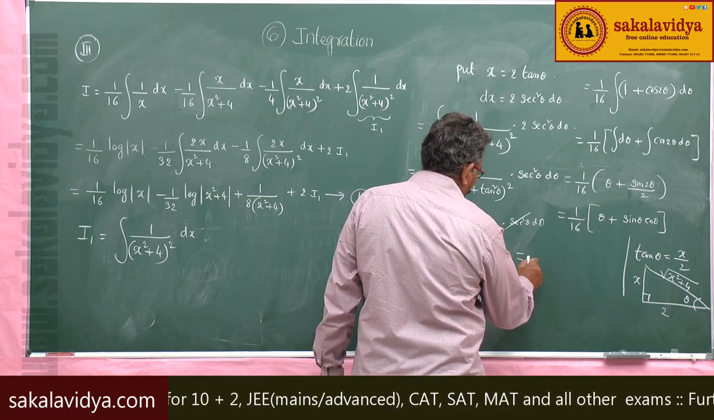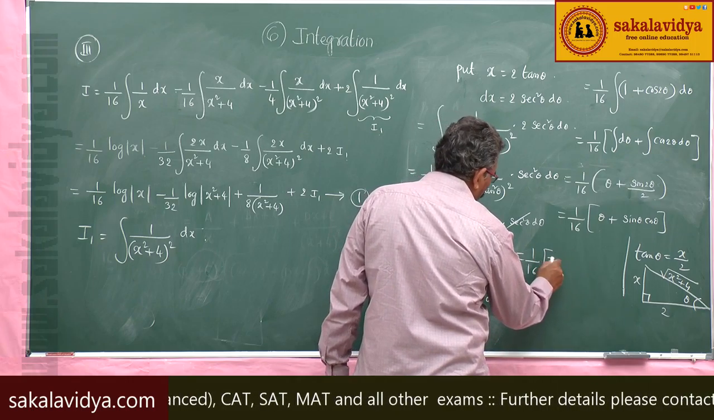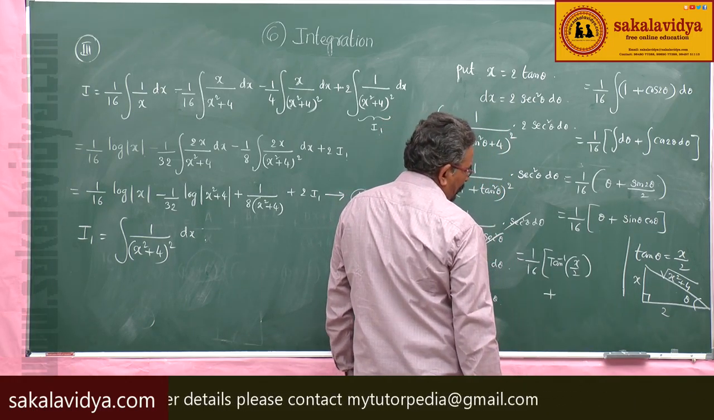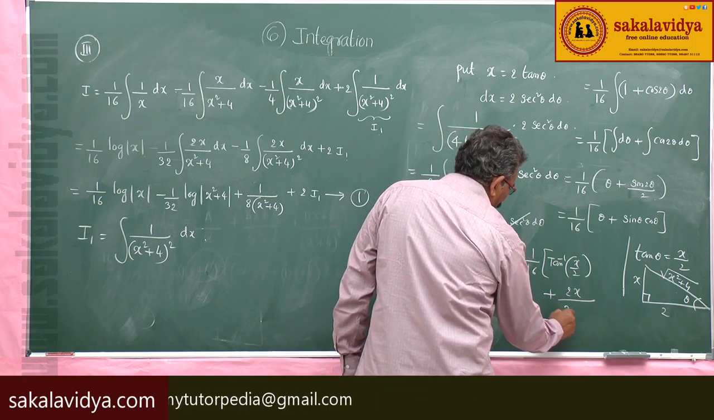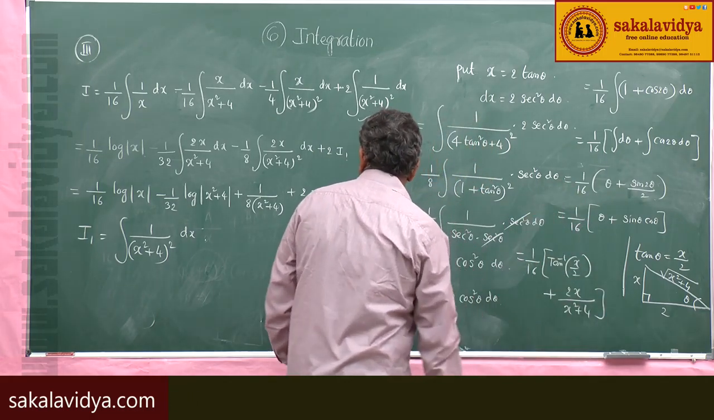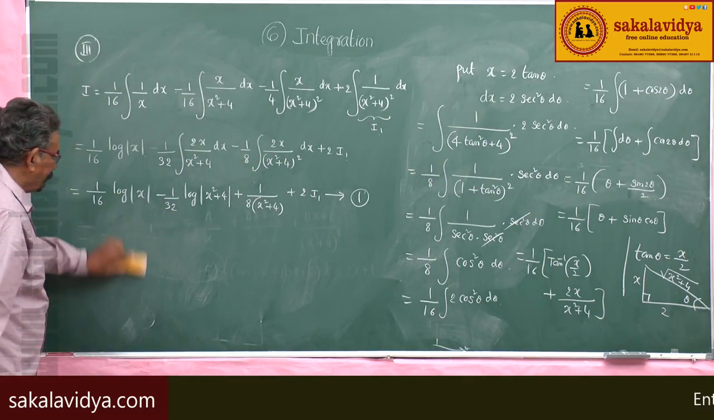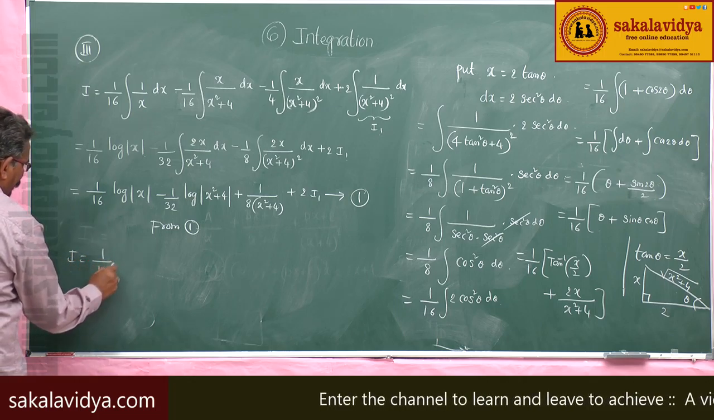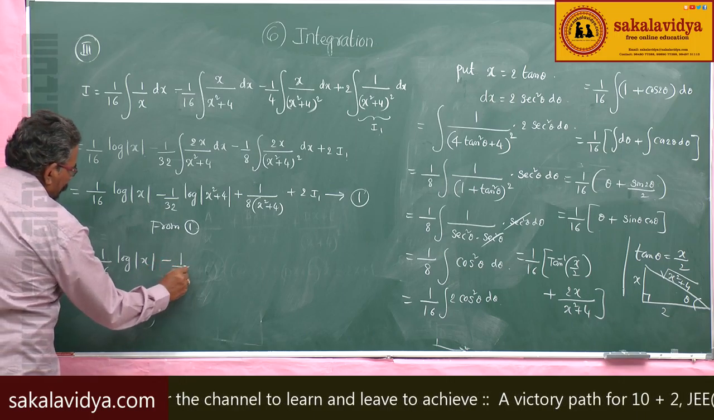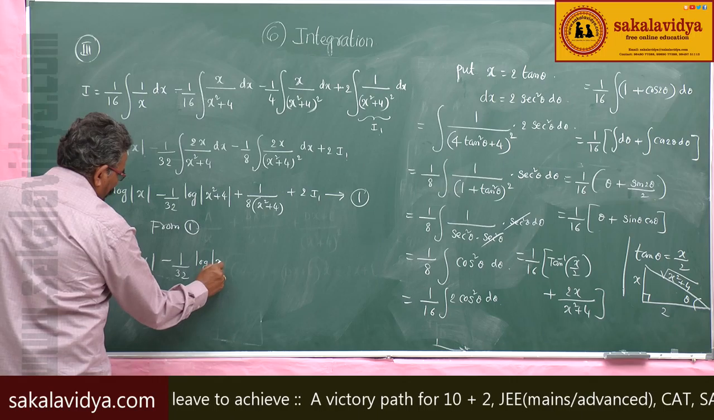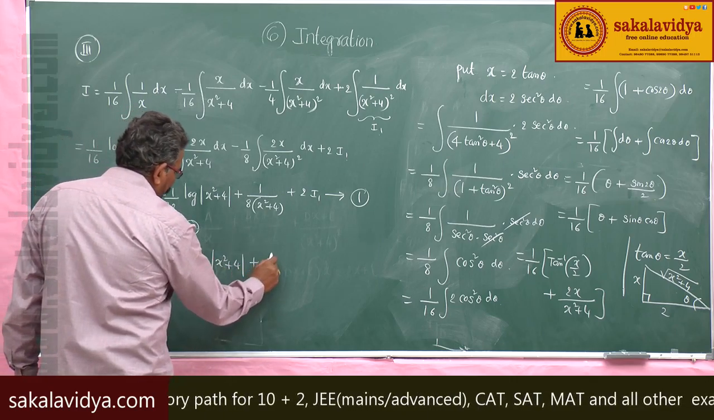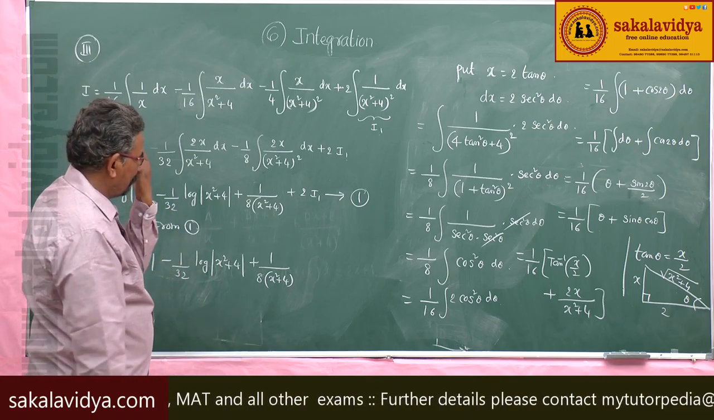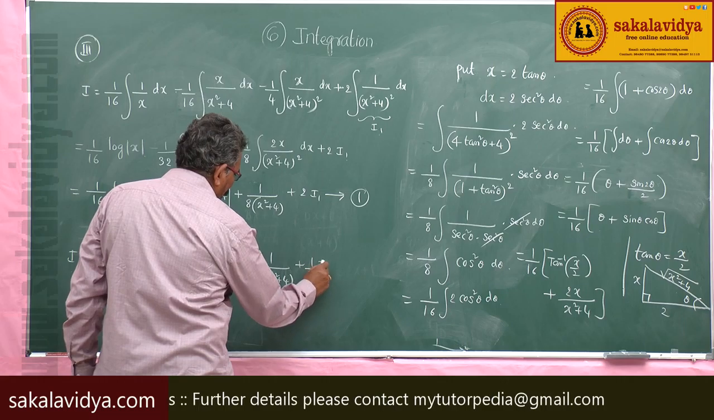Substituting, 1 by 16, theta is equal to tan inverse x by 2, plus sin theta cos theta, x by root of x square plus 4 times 2 by root of x square plus 4. So, 2x by x square plus 4. Now, I 1 we have to substitute here. So, therefore, from 1, I is equal to 1 by 16 log mod x minus 1 by 32 log mod x square plus 4 plus 1 by 8 x square plus 4 plus 2 multiplied by that one. So, that is 1 by 8 plus 1 by 8 tan inverse x by 2.